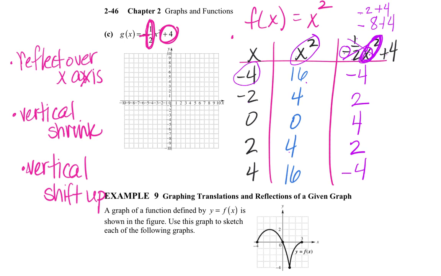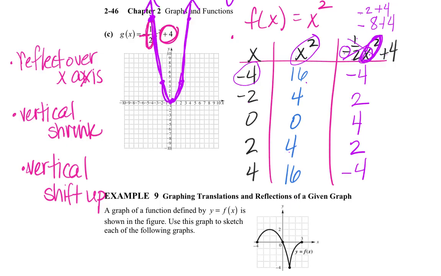So negative 4 and 16 is way up here somewhere. Negative 2 and 4. 0, 0. 2, 4. And 4, 16, so it's up here somewhere. So this is an x squared, so that's going to be our graph of a parabola. So it's a curve. See if I can get that to look normal.